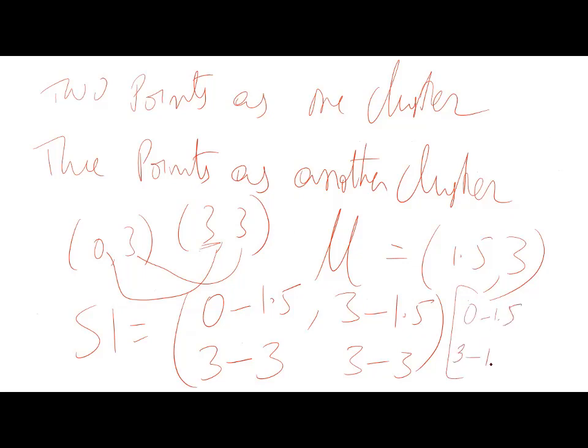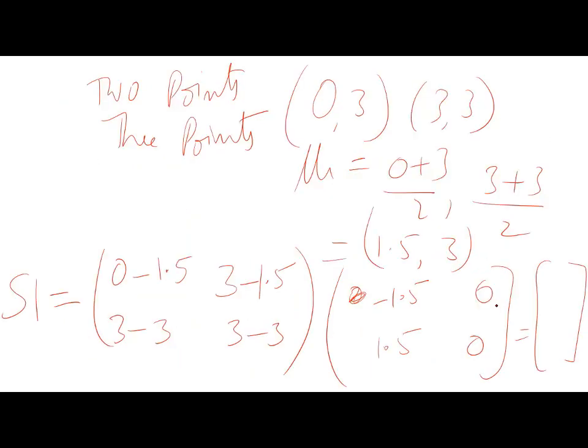So in that case we get 0 minus 1.5, 3 minus 1.5, then 3 minus 3, and 3 minus 3. Multiplication of these two: this 1.5 is multiplied with this 1.5, and we get 4.5. The other entries are multiplied with 0, so we get 0 here, and 0 there. What is the trace of S1? The trace of S1 would be 4.5.